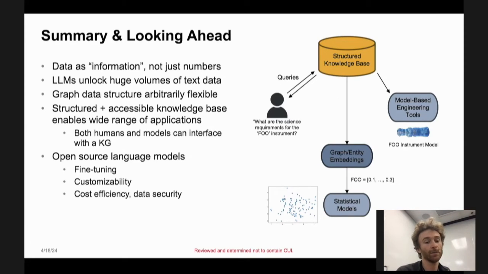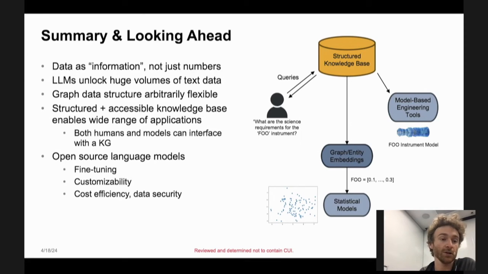Just a quick summary, I think we're at a point in time where we can think of data, generally speaking, as information and not just numbers. Specifically, LLMs have unlocked these huge volumes of textual data, this rich legacy of domain-specific textual information that certain organizations have accumulated over time, but have historically been under-leveraged, I guess you could say.